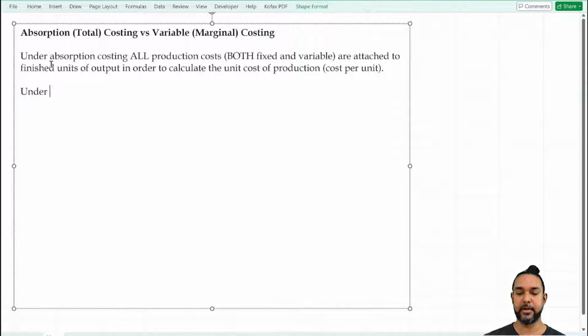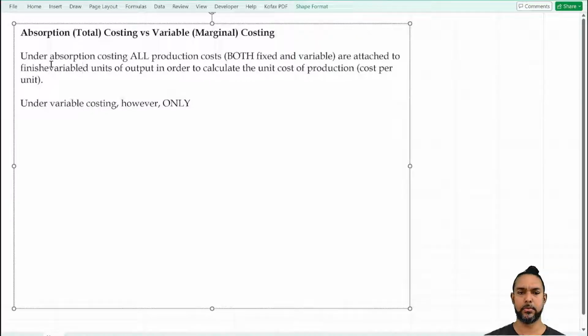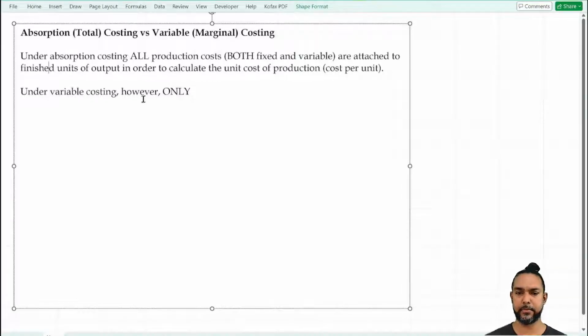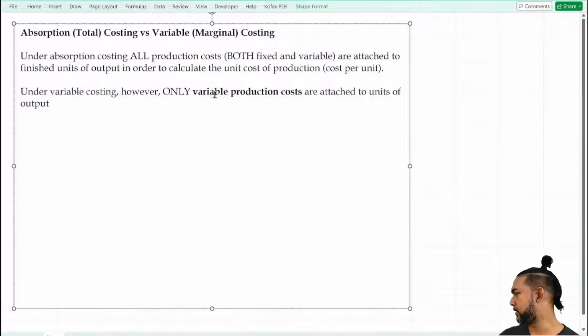However, under variable costing, only variable production costs are attached to units of output. Whoa! How am I not back up there? I have no idea. Sorry, that's Julia.